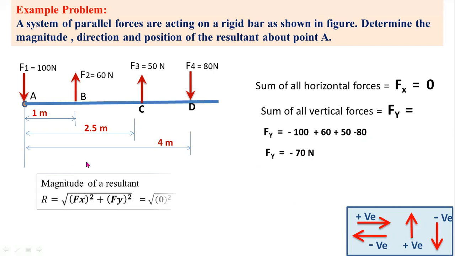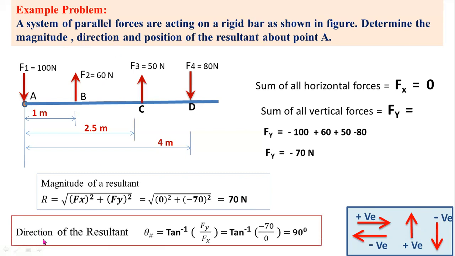Already we know the formula. Magnitude of the resultant equals the square root of Fx squared plus Fy squared, that is horizontal forces squared plus vertical forces squared. Substitute the values of Fx and Fy in this equation. You can get the magnitude of the resultant. Here the answer is 70 newtons. So 70 newtons is the magnitude of the resultant. Now you have to find the direction of the resultant.